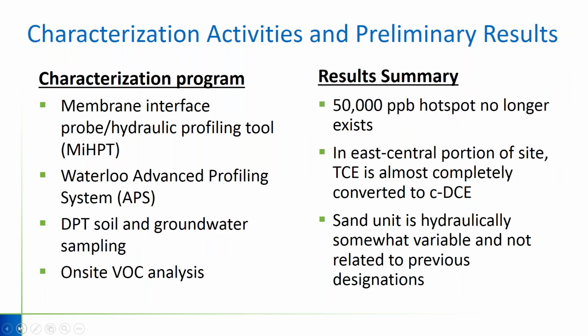So going through the characterization process, or the integrated site characterization process, we identified the tools that I show here on the left. So we use the MIHPT, which gives you both contaminant and hydraulic profiling data. Different parts of the site, we also use the Waterloo profiler, which is just another hydraulic profiler. And then we did depth discrete soil and groundwater sampling, and we generated enough data that it justified having an analytical capability on site. So we did have a field GC on site to help analyze our samples.